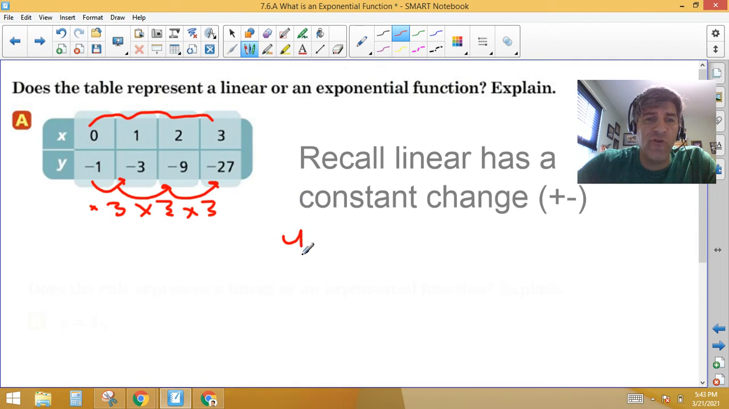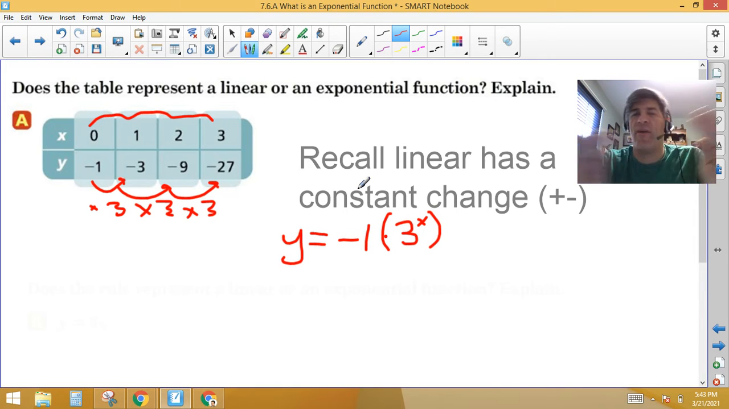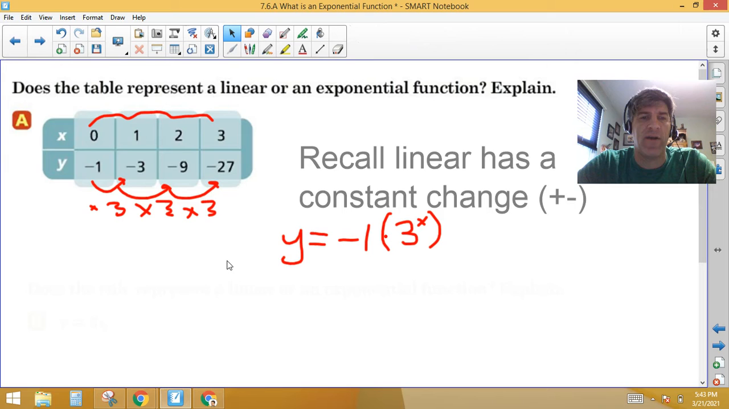And if I wanted to write it out, it would be y equals -1 would be my a times 3 to the x power. That is how I would write it out. Sometimes you might see it written kind of like this or with different parentheses in places, but that's how I would write it.